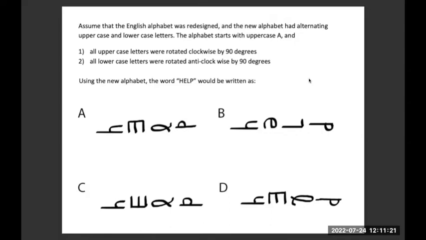When this alternation is done, uppercase starts with A, which means all odd-numbered letters will be capital and all even-numbered letters will be in small letters. After doing this, they have done another two things, where uppercase letters are rotated clockwise 90 degrees and lowercase letters are rotated anti-clockwise 90 degrees. So first things first, you're given the word health. In the word health, which letters will be uppercase and which letters will be lowercase? If you solve that, you will be able to get the answer.